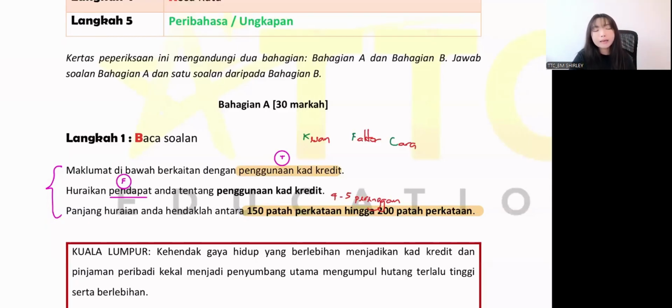I'm not asking you to write one kesan, one faktor, one cara. No. But take this as the guideline. So when you scan through the questions, you know what would be the kata kunci here.